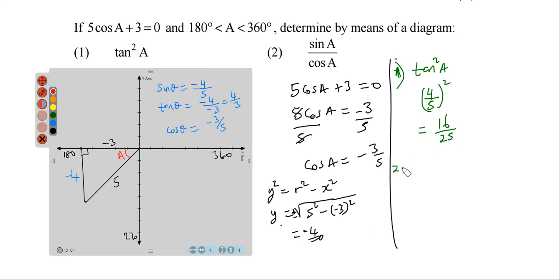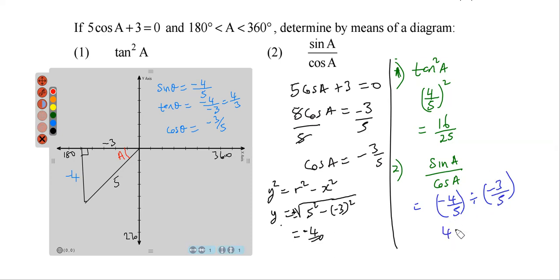Now let's go on to number 2, which is sine A divided by cos A. What is sine A divided by cos A? Let's look at it. What is the sine A? It is -4 over 5, divided by cos A. Cos A is -3 over 5. Okay, so you can put this in a bracket. You don't want a problem.